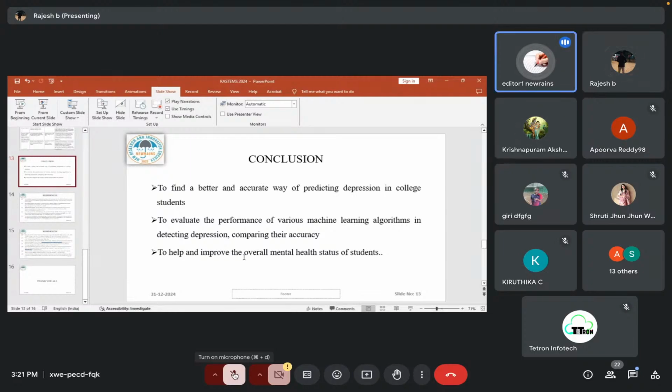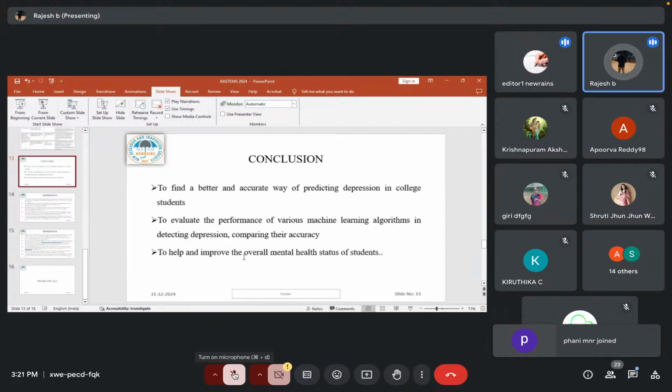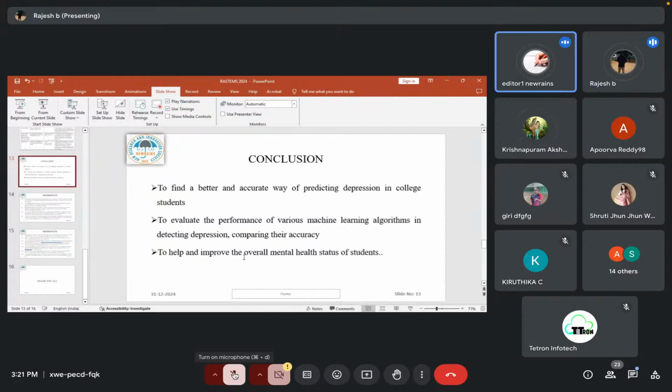Okay, you say it is to help and improve the overall mental health status of students. That means in turn your system will help the psychiatrist or psychologist to give treatment accordingly. Yes, correct. Actually, sir, I would like to implement it in our college so that we can identify the students and give counseling at an early stage. Okay. Thank you, sir.